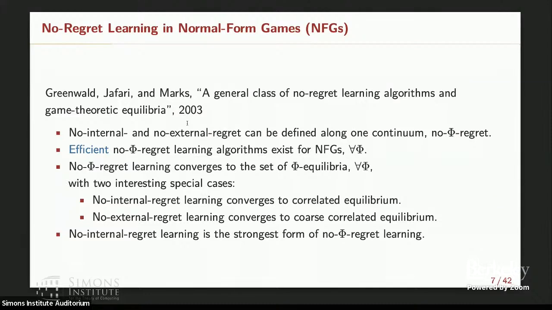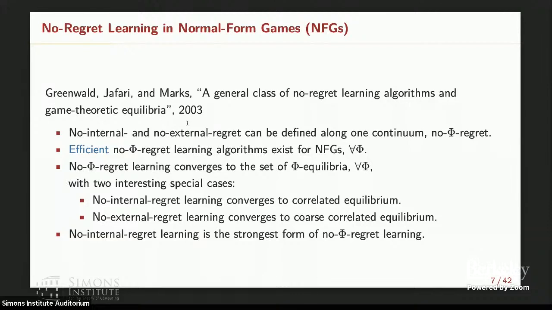Okay, so the point here is that the set of deviations is defining the set of equilibrium. So here I'm using phi as my set of deviations and phi as my notion of equilibrium. What we saw in the past was external deviations lead to coarse correlated equilibrium and internal lead to correlated equilibrium. But we have sort of a whole continuum potentially here.